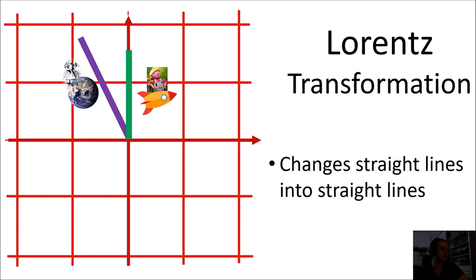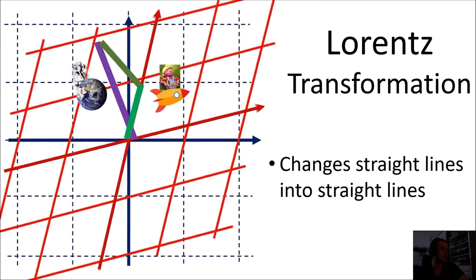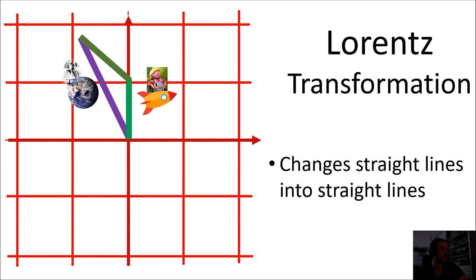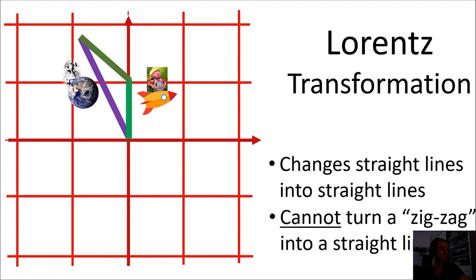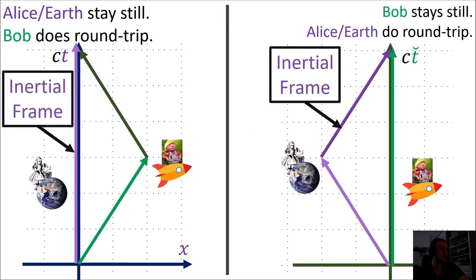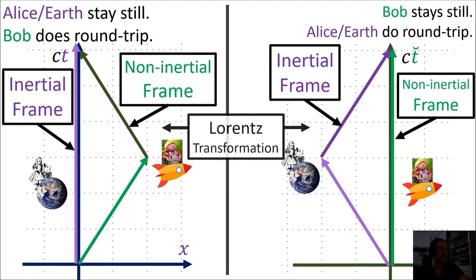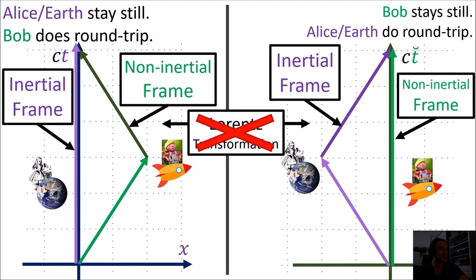A Lorentz transformation can change straight lines into straight lines on a spacetime diagram. But if Bob has a there and back zigzag-shaped world line, it's impossible to use a Lorentz transformation to change it into a straight inertial line, like Alice's. A Lorentz transformation cannot change a zigzag into a straight line. So the resolution of the twin paradox is that if Alice's frame is inertial, then Bob's frame must be not inertial, and these are fundamentally different in special relativity because we cannot make Bob's world line look like Alice's using a Lorentz transformation. It's perfectly fine that Bob's clock measures less time than Alice's.